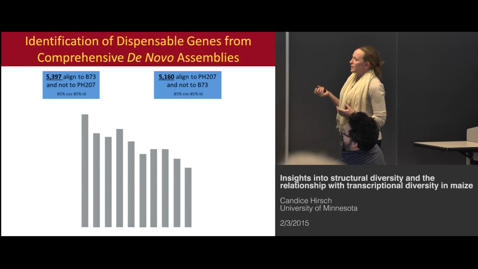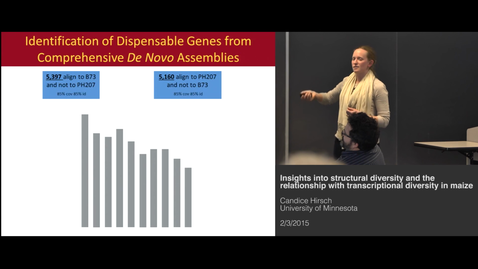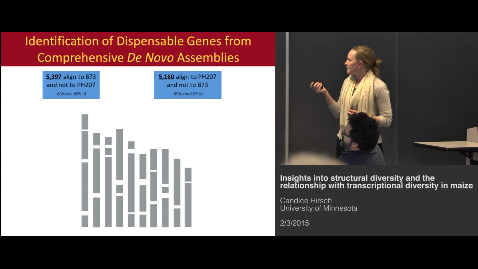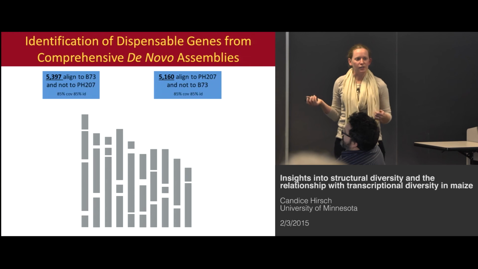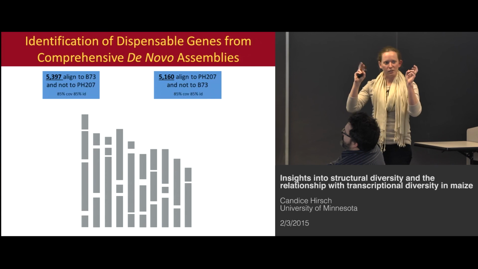But if we think about what the genome assembly is, if this represents the maize genome, this represents the genome assembly. There are gaps all over it, and these gaps can contain the genes that are allegedly missing.